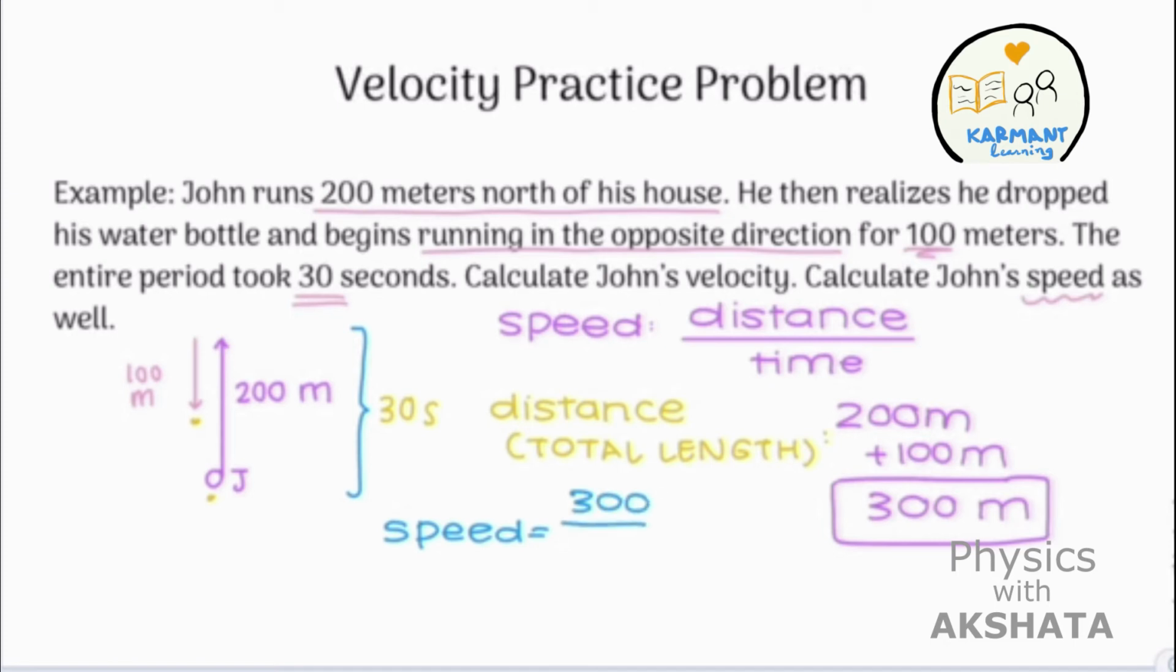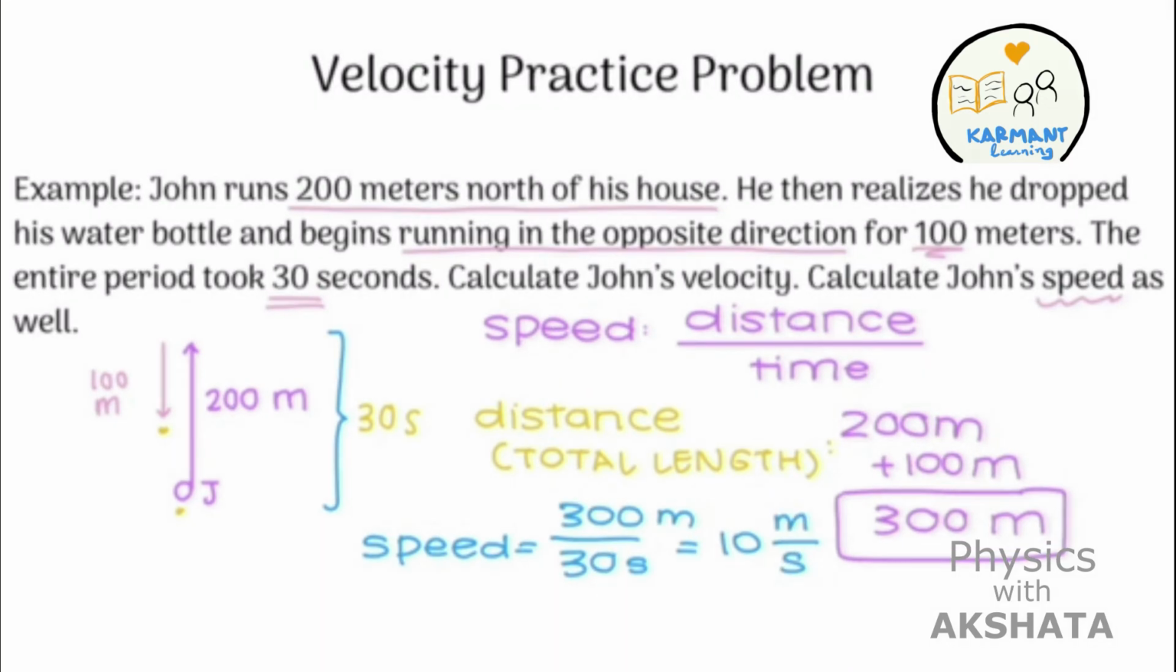Speed is distance over time, so 300 meters divided by 30 seconds. If we calculate that out, we can see that our answer would be 10 meters per second. Notice that the magnitude of the velocity is less than that of speed. This is because of the vector-scalar relationship. Usually velocity is less than or equal to speed.